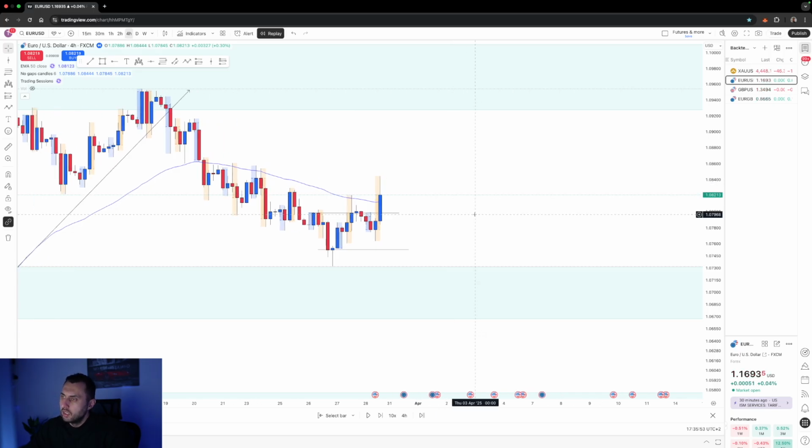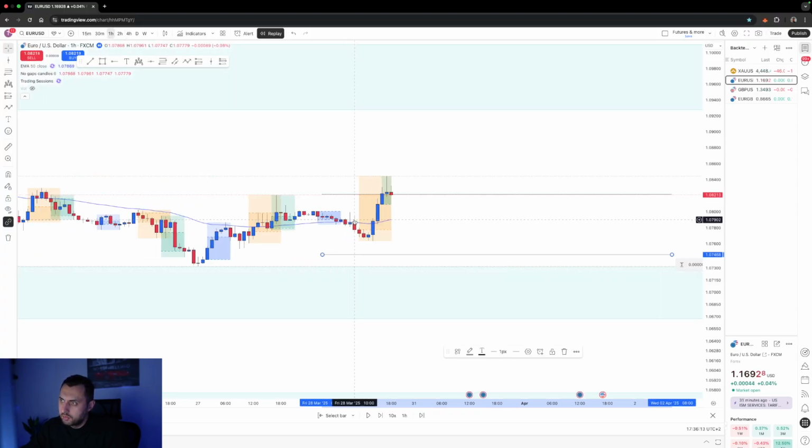So I would say that I would enter on this candle. Let's see at what hour. So it's, yeah, basically 11, 10. Let's say it's at 10. Let's see. This bullish candle.